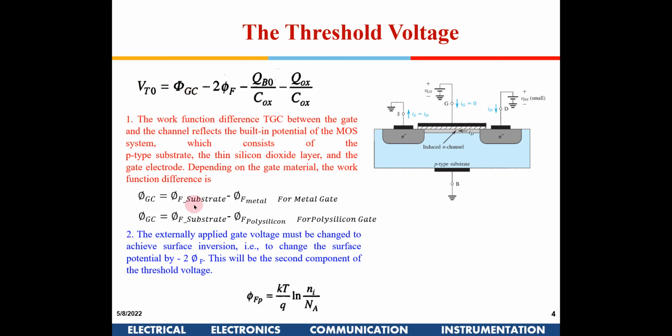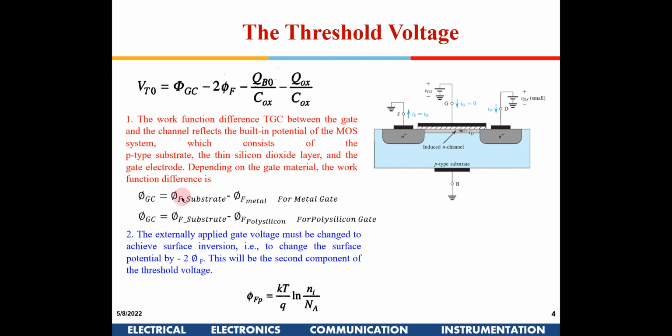So that also becomes a component of the threshold voltage. That is given as the work function of the substrate minus the work function of the metal for a metal gate, or of polysilicon for a polysilicon gate. So whatever threshold voltage you apply has to overcome this particular work function, which is given out here. So this is the formula: phi GC equals phi substrate minus phi metal.